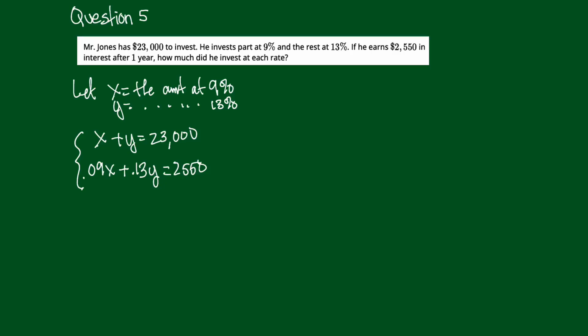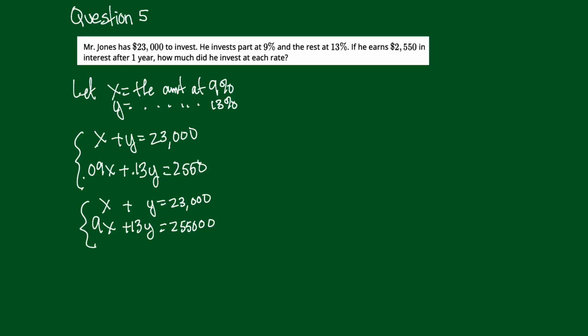Let's do this. I don't particularly like working with decimals, so I'm going to multiply by 100. So that's just move this decimal point over 2, this over 2, and this one over 2. So here's my new system. X plus Y equals 23,000, and 9x plus 13y, that's equal to 2550, but add on 2 zeros there. Now, we can solve this by substitution.